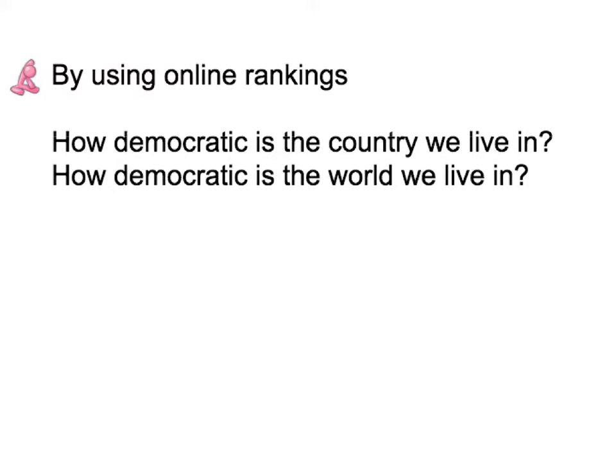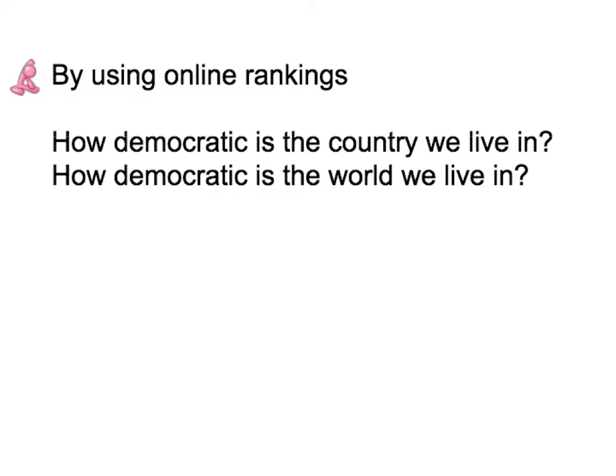Okay, then an extension task again. By using online rankings, so for example, hyperlink to Wikipedia, type in global rankings, global listings, have as an extension task the opportunity to explore how democratic is the country that we live in ourselves. So how democratic is Britain? Where does Britain appear on all of these rankings? Things like ease of doing business, freedom of the press, the democracy index.